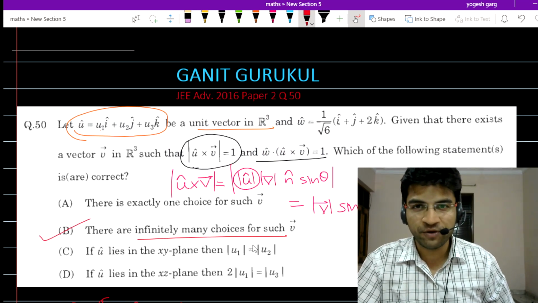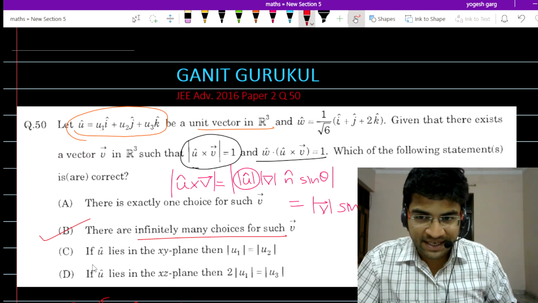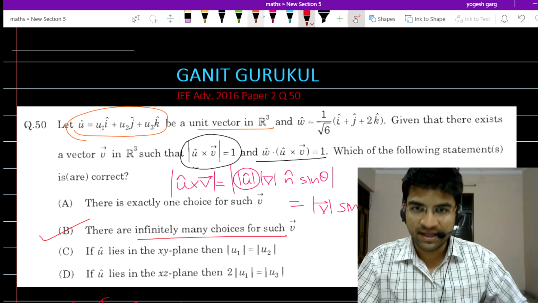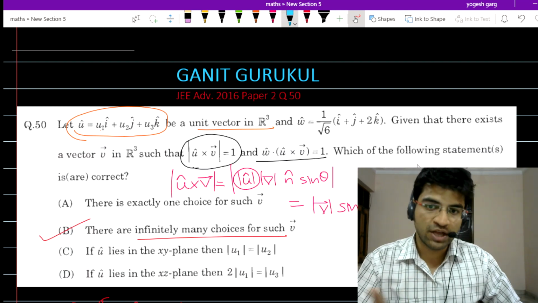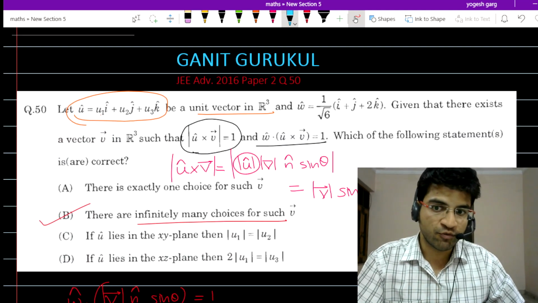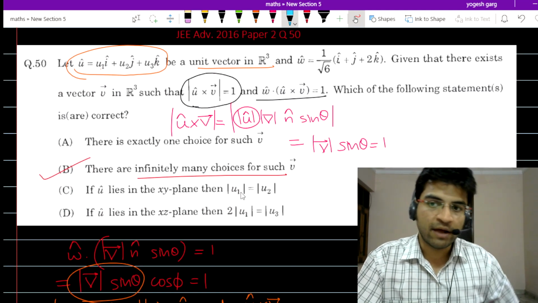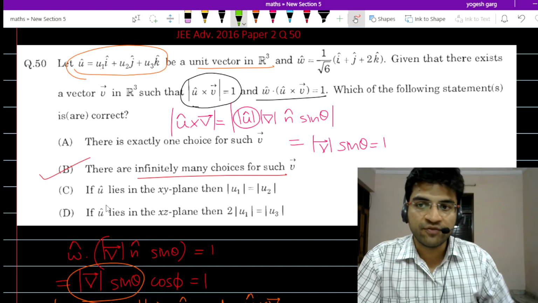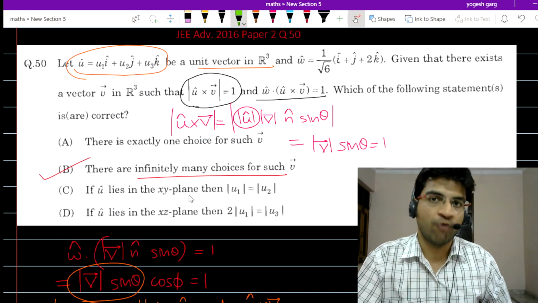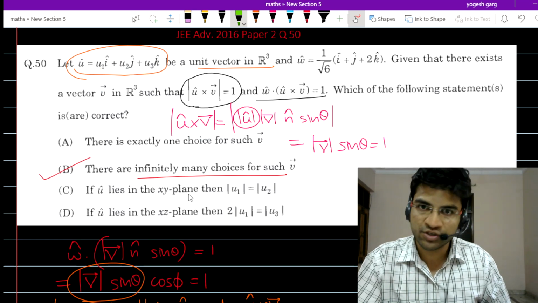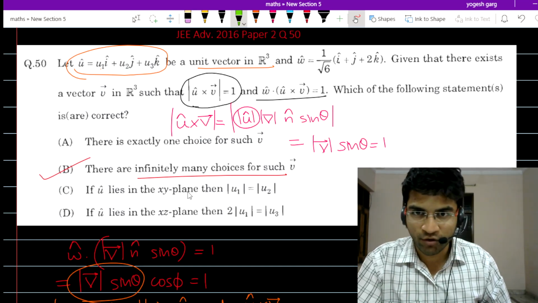Now how to figure out between C and D? See, if u cap lies in the xy plane, then mod u1 is equal to mod u2. So they are talking about components, so we should write in the component form only. Now just think, if u cap lies in the xy plane, what should be its form? If it is in xy plane only, there should not be any component of k cap, right?